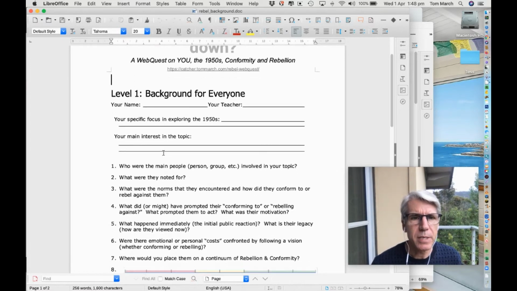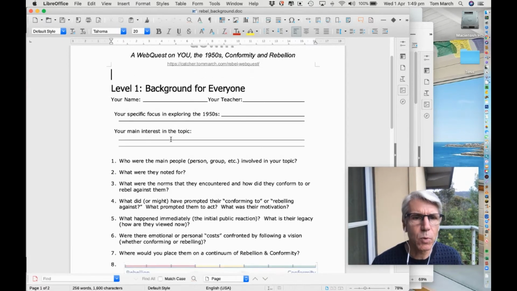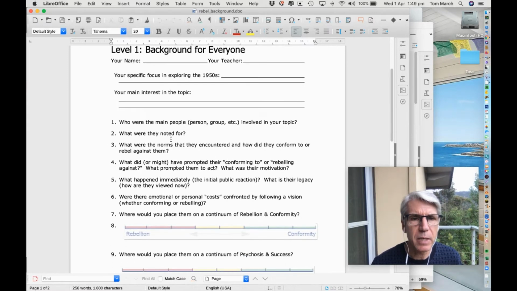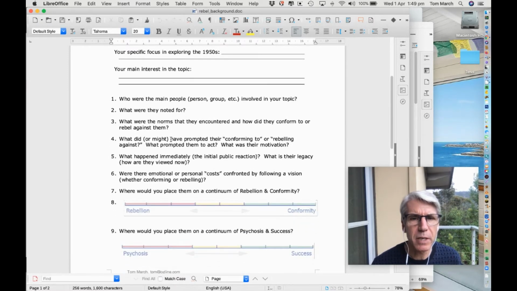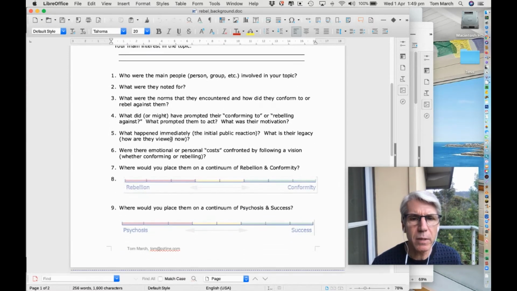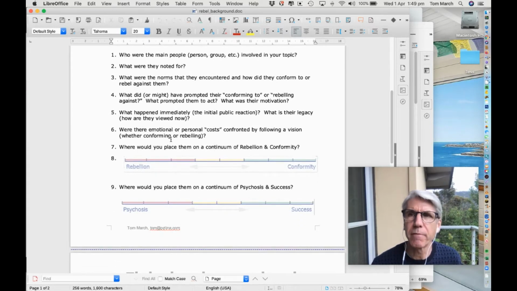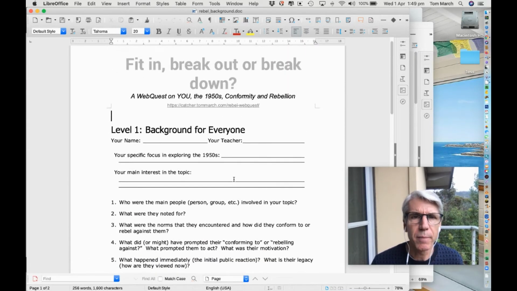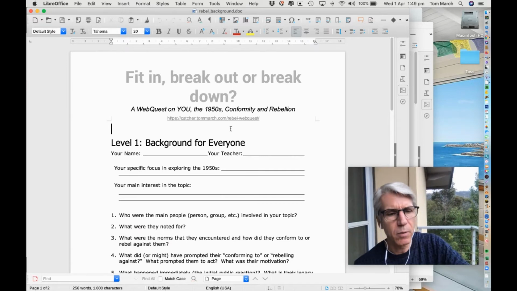They'll put their basic information in, what they were exploring, and then identify some key elements about that, focusing on the element of conformity and rebellion. And then because we're trying to look at fit in and rebel or break out and succeed, we use the continuum model here where students can put a check on those, and that'll help them come to some decisions about their perceptions.